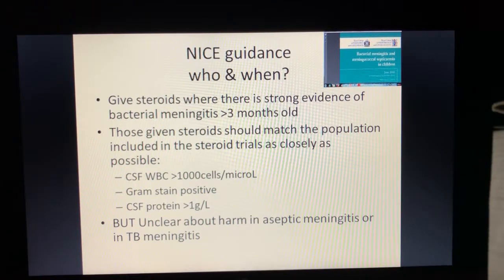And of course, with the significant fall in the incidence of bacterial meningitis in developed countries with our vaccination programs, there's perhaps also the risk that we're unclear really about the harm in aseptic meningitis or even in TB meningitis, which obviously isn't such a big issue for us here in Sussex perhaps, but might be in inner city populations in the UK.